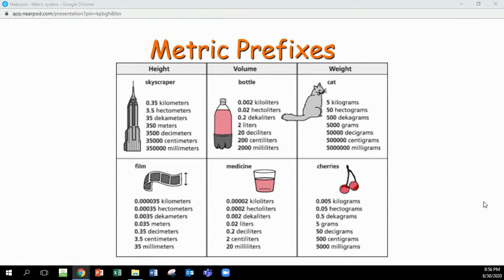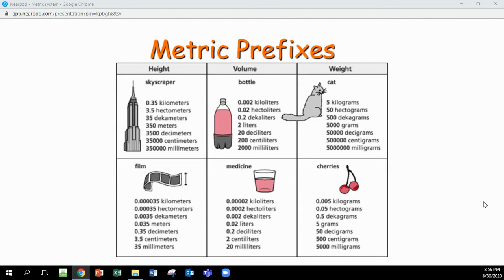If you're looking at a skyscraper, you can say a typical skyscraper is 0.35 kilometers, or you can say 350 meters. It's the same thing. Or, I don't know why you would say this, but you could say it's 350,000 millimeters. Don't know why you'd say that. It's not a proper unit for measuring it, but you could say that.